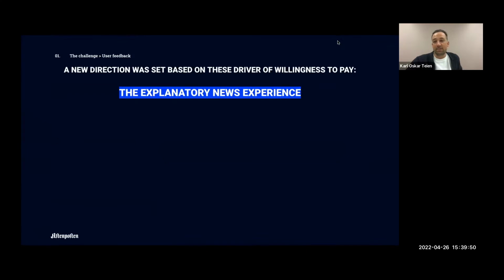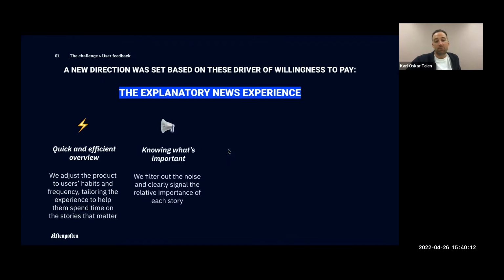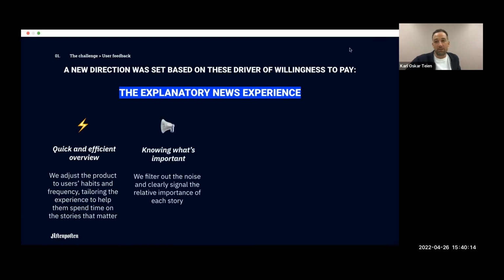And based on all these insights, we set a new direction for Aftenposten, where we wanted to just essentially be best at explaining the news. So we call it the explanatory news experience. So it means we give users a quick and efficient overview. We tailor the product to users' habits. We also help users understand what's important. So it can't be just a flat hierarchy. It has to be very clear.